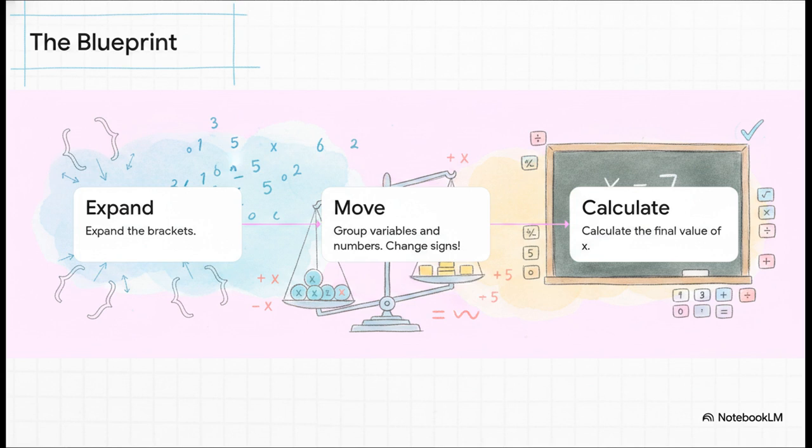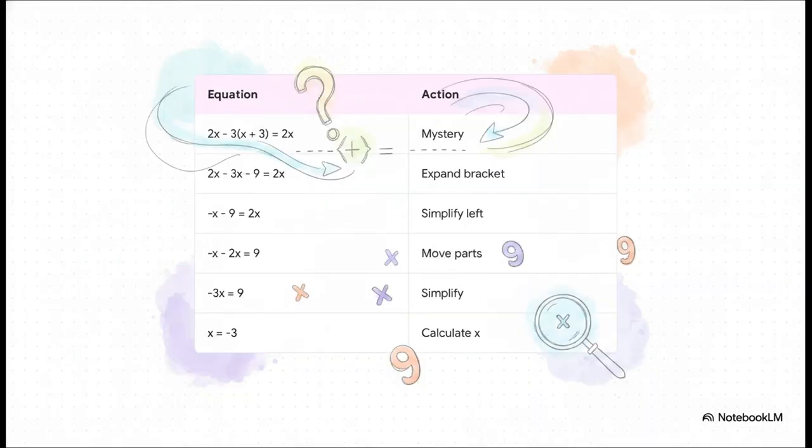You move all the X variables to one side of the equal sign and all your regular numbers to the other. But remember our balance rule. When you move a piece across that equal sign, you must change its sign. Finally, step 3 is just calculating the final value. Let's put this blueprint into action. This perfectly illustrates the exact flow of those steps in real time. Let's walk through this one together.